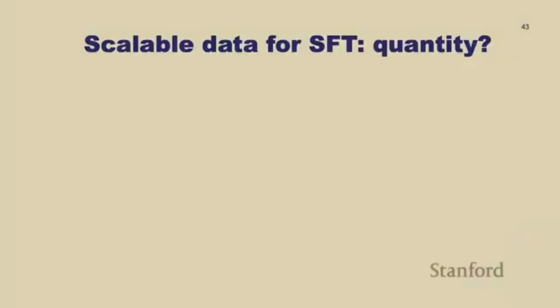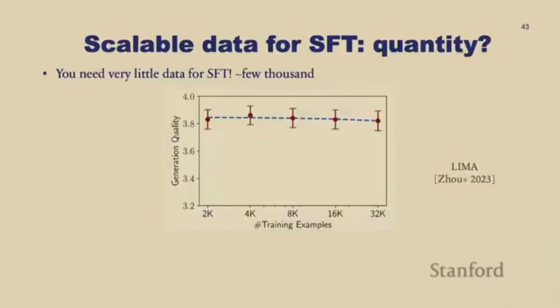Quantity of data. We talked about what type of data and how we collect it. One thing which is surprising with SFT is that you don't need that much data. What this paper showed, this is called LIMA, is that if you scale the amount of data you use for supervised fine-tuning from 2,000 to 32,000, it really doesn't help much. So here, scaling laws definitely don't help.